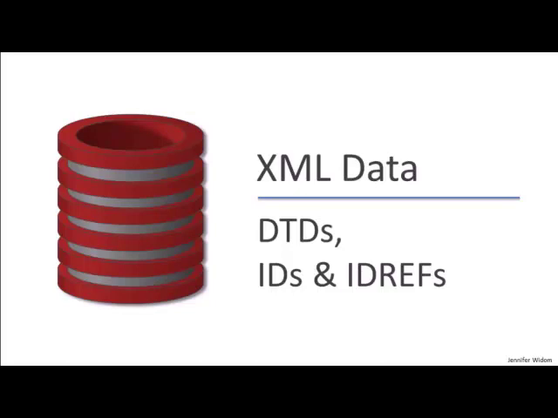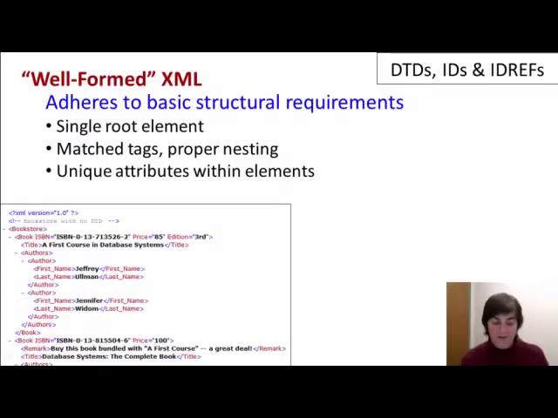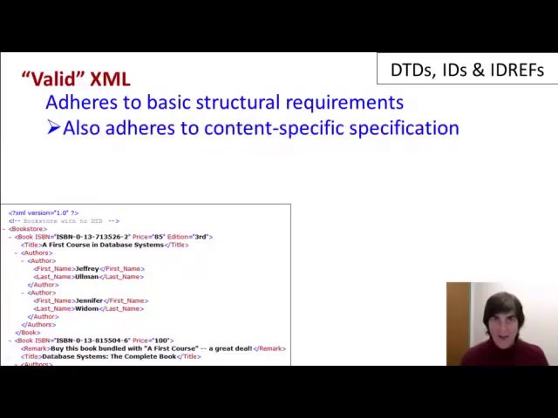In this video, we're going to learn about document type descriptors, also known as DTDs, and also ID and IDREF attributes. We learned that well-formed XML is XML that adheres to basic structural requirements: a single root element, matched tags with proper nesting, and unique attributes within each element. Now we're going to learn about what's known as valid XML.